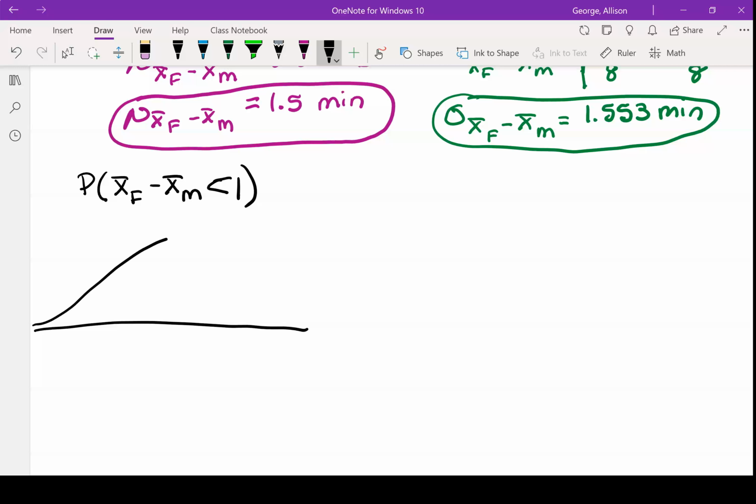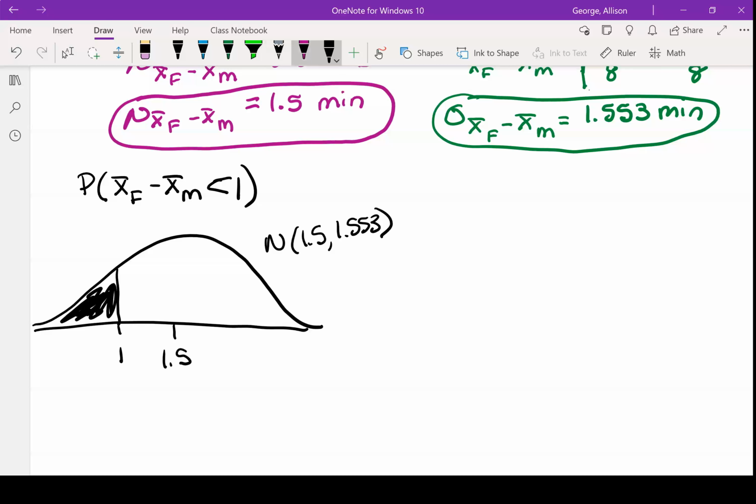So first we draw our picture. Our mean is 1.5. Our standard deviation is also 1.5. It's just got some extra decimal points hanging out. And we're looking for less than 1. All right, so now we need to switch gears and do our z-score. So we're going to have 1 minus 1.5 over 1.553. And when we work that out, we get a z-score of negative 0.32.